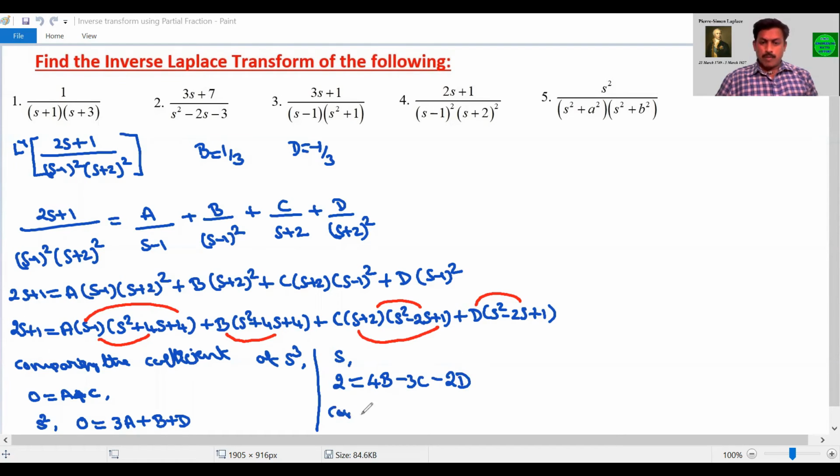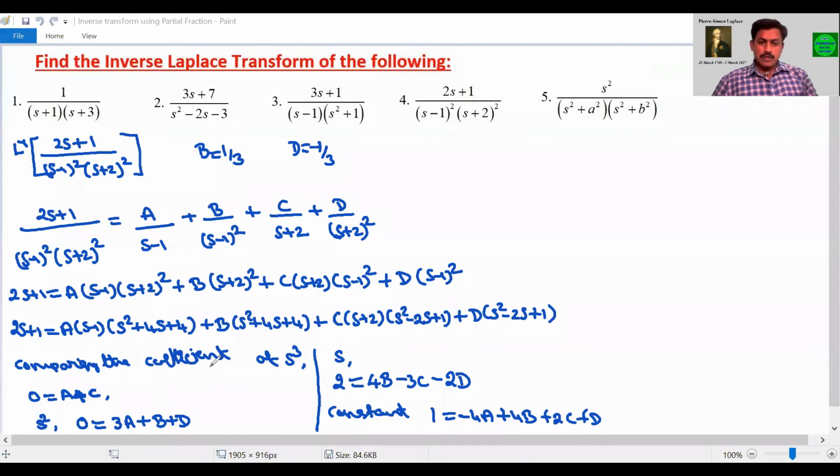Now we are going to compare constants. If you compare the constant, your left side is 1, your right side is, if you multiply minus 1 into 4, you will get minus 4, minus 4 into a, so minus 4a is the first term, 4 into b you will get 4b, and then 2c you will get here, 2c, here d into 1, d.